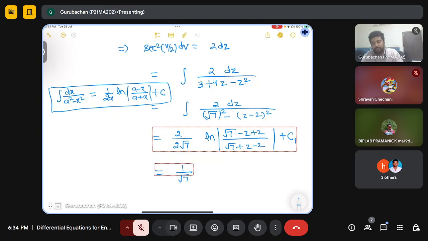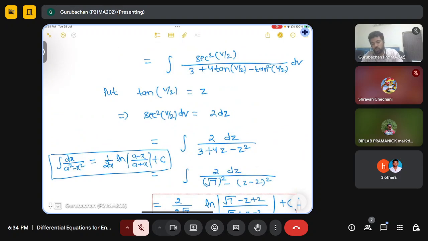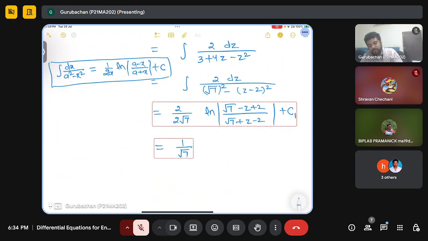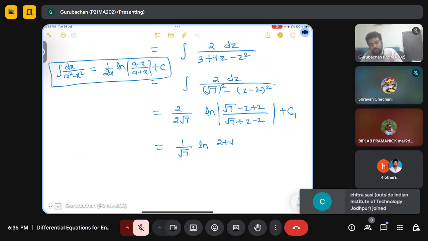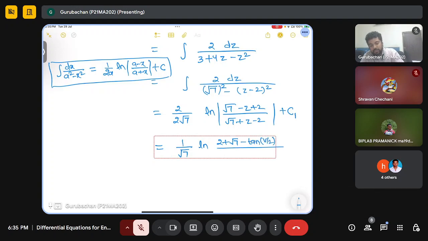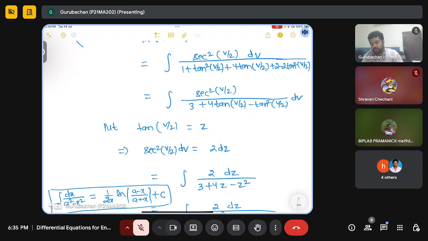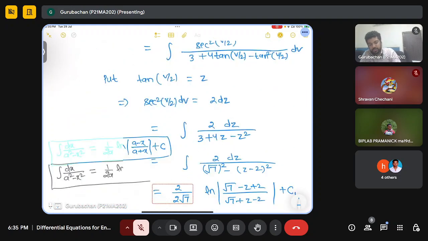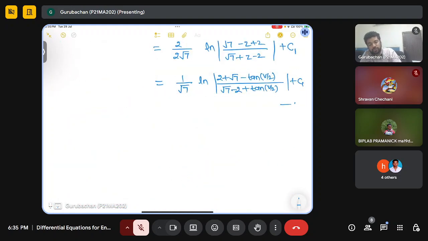So what was the value of z? 10v by 2. So this will give you ln (2 plus under root 7 minus 10v by 2) divided by (under root 7 minus 2 plus 10v by 2) plus some constant c1. Again, so this is one side of your solution.